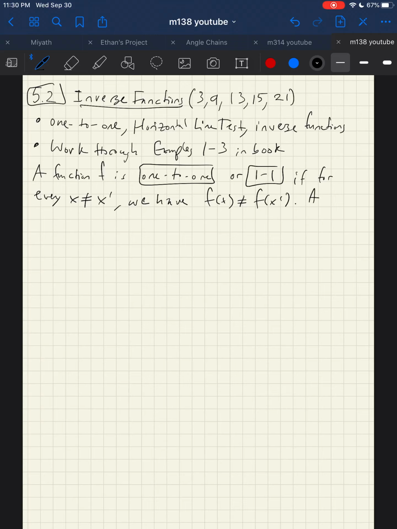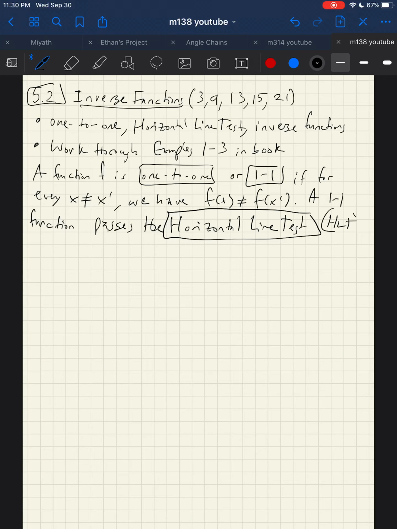So let me give you a definition. A one-to-one function passes the horizontal line test, which we call HLT, if no horizontal line touches its graph more than once. So it's like the vertical line test, except with horizontal lines. In order for a graph to be the graph of a function, it has to pass the vertical line test. In order for that function to be one-to-one, it has to pass the horizontal line test.